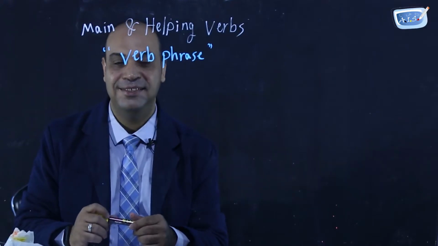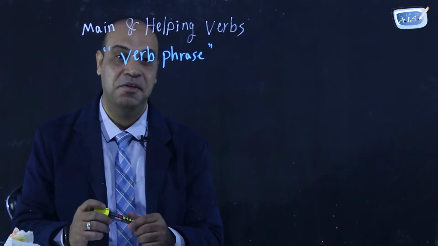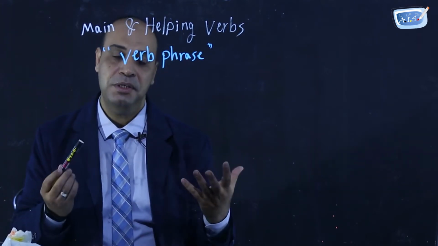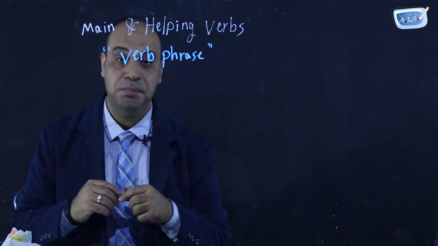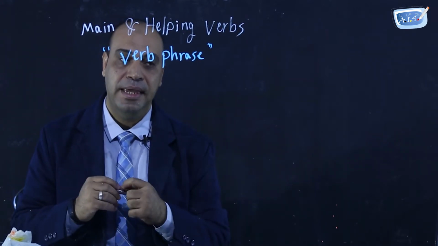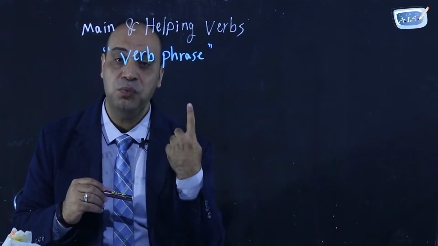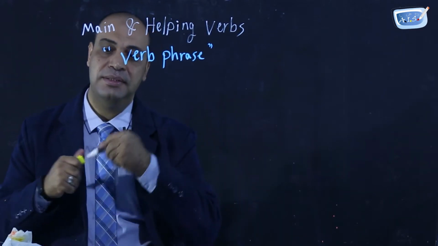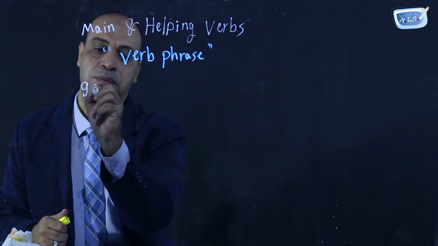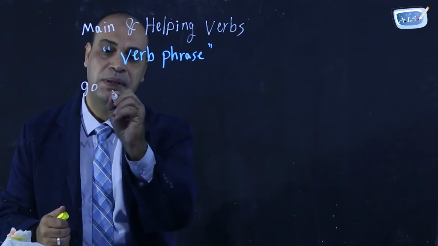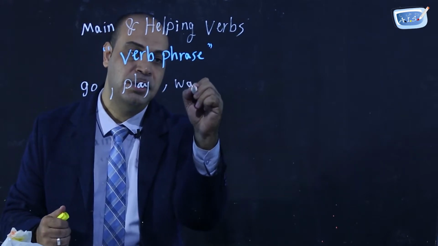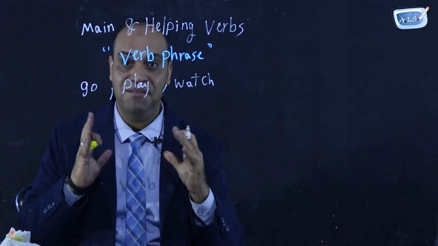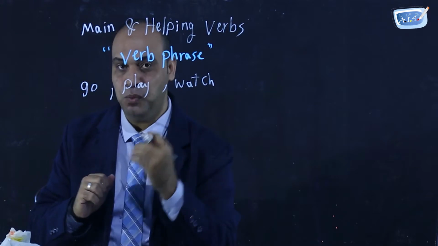Hello guys, today we're talking about the main and helping verbs. What's meant by main and helping verb? Generally we know that verbs express actions. If the verb consists of one word, we call it just a verb. For example, go, play, watch. We call it a verb because it consists of one word.